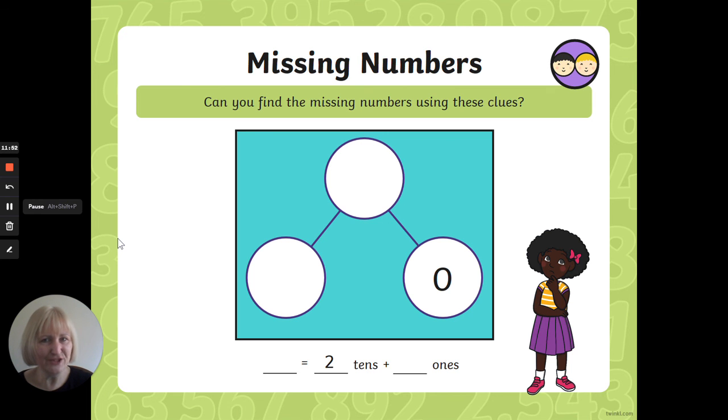Okay, well done for trying so hard. I know that in this cherry diagram it had to be 20 because I saw a clue down here that said 2 10s and no ones. Well, if you have 2 10s, that's 20 and no more. Your whole number was 20.